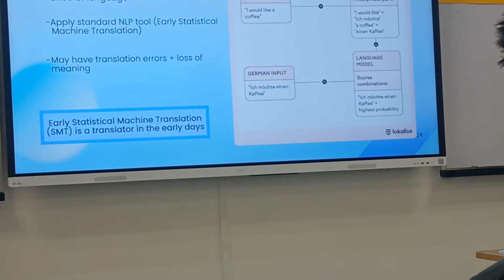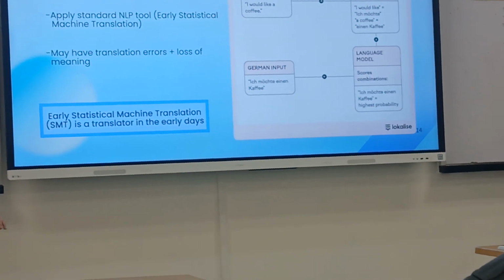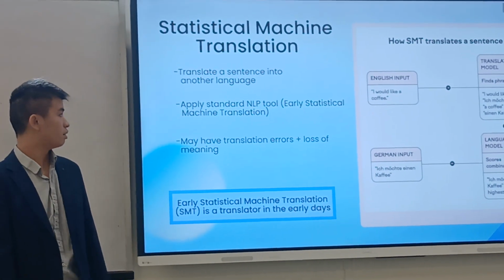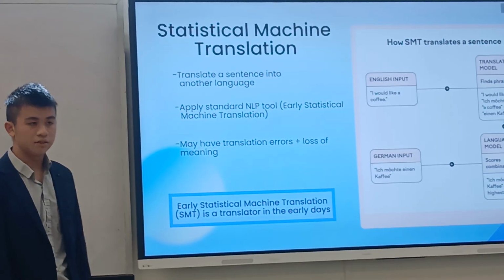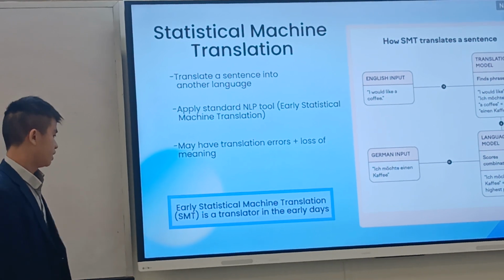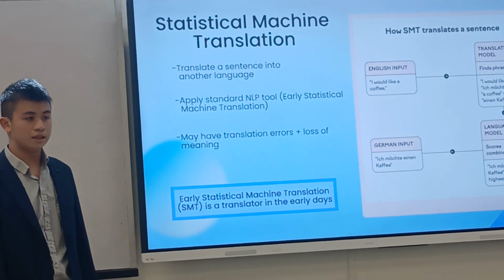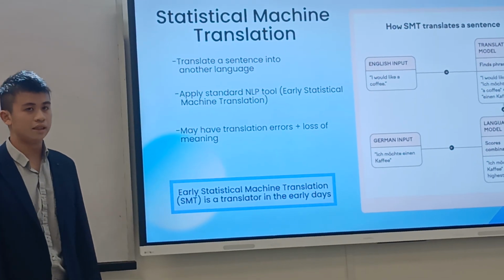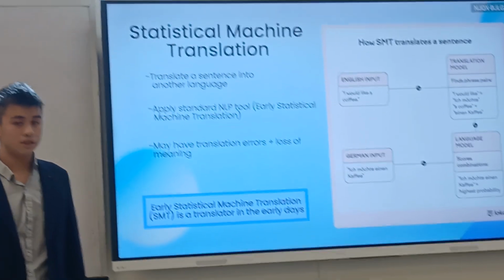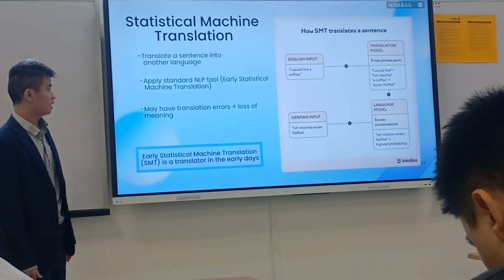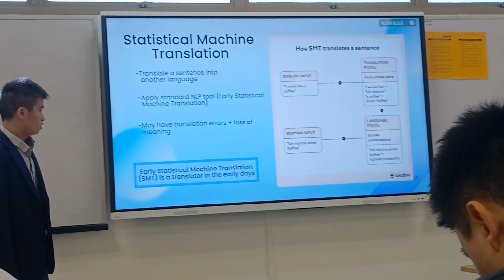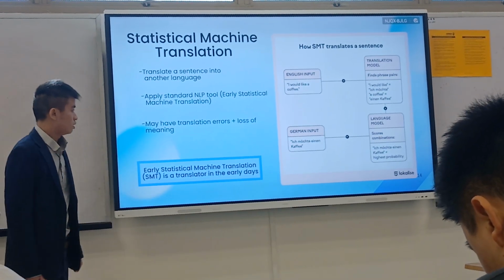So we have statistical machine translation. The first step is to translate a sentence into another language. Second, apply standard NLP tools. Third, it may have translation errors plus loss of meaning. So we have the early statistical machine translation (SMT) in the early days. Look at this image. How does SMT translate a sentence? We have the English input, and then you compare it to the German output. And this is the German output. Next.